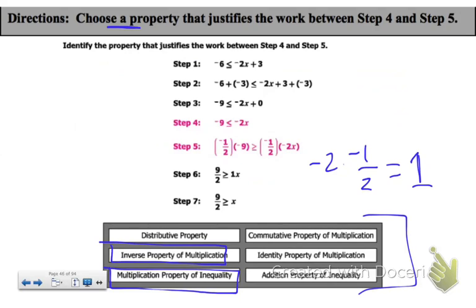Technically, you can make an argument that it's just the multiplication property of inequality, because inverse property might lead you from step 5 to step 6, ending up with that 1. Okay, so technically I think if you had to choose one for this question, it would be multiplication property of inequality, because what you're doing from step 4 to step 5 is multiplying by the same thing on both sides.